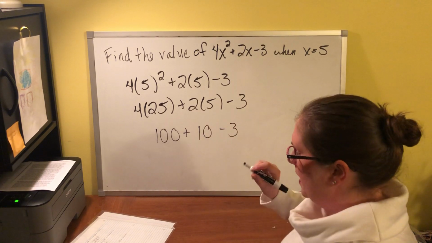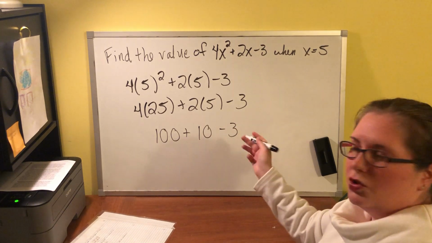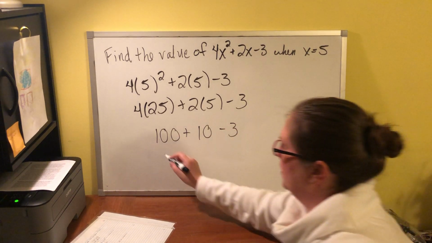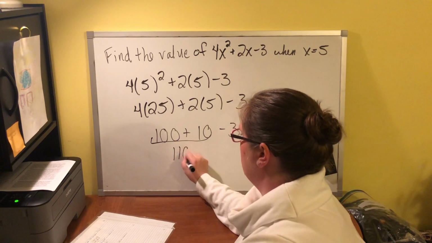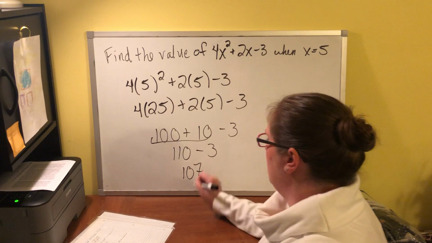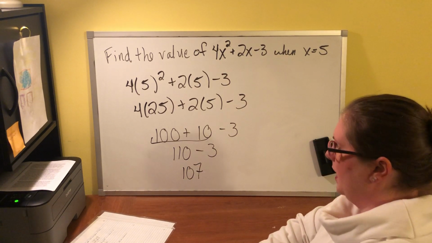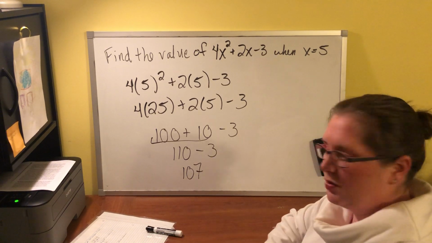Now, make sure with your adding and subtracting, you do it as it comes, right, from left to right. Do whatever comes first. So that's 100 plus 10 gives us 110, then subtract the 3 to end up with 107, okay? Don't subtract first. You need to go ahead and handle this first, okay?